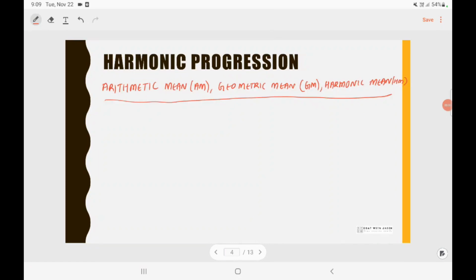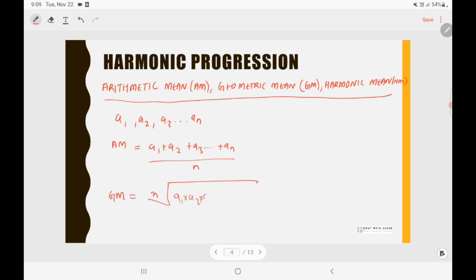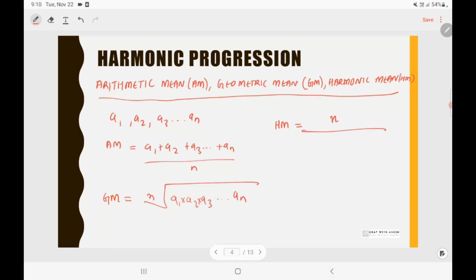Now we will look into the concepts of arithmetic mean, geometric mean, and harmonic mean. If you have n numbers a1, a2, a3, etc. till an, then the arithmetic mean of these numbers is a1 plus a2 plus a3 plus etc. plus an divided by n. The geometric mean is the nth root of a1 into a2 into a3 into etc. till an, and the harmonic mean is equal to n divided by 1 by a1 plus 1 by a2 plus 1 by a3 plus etc. till 1 by an.